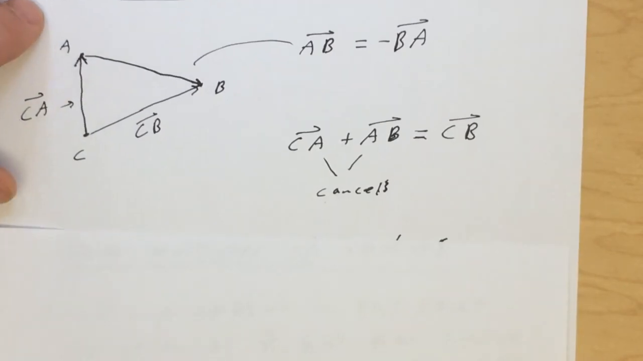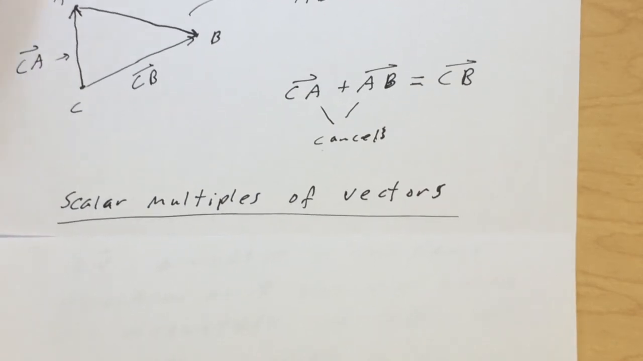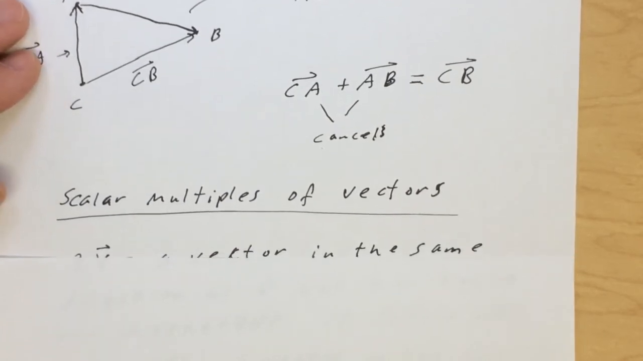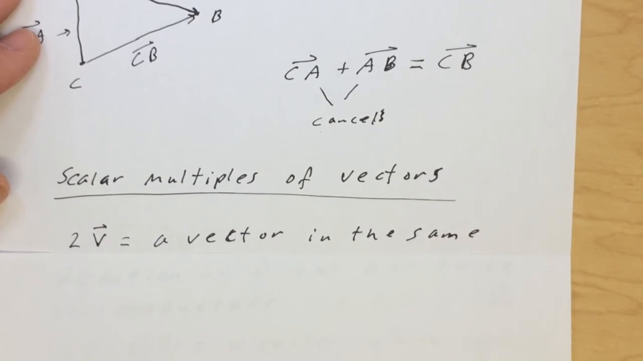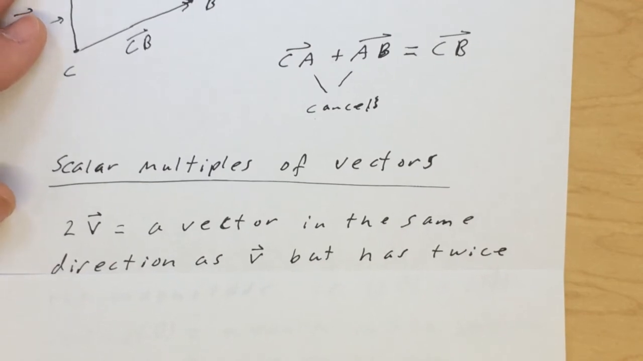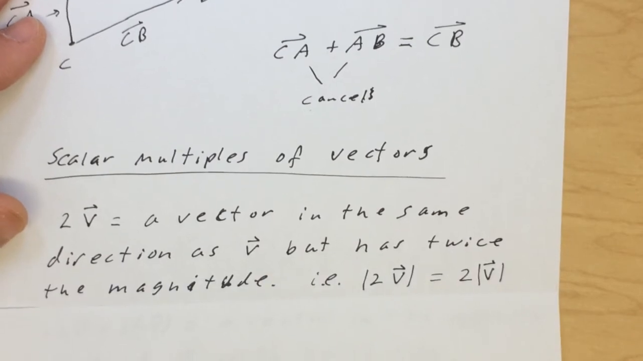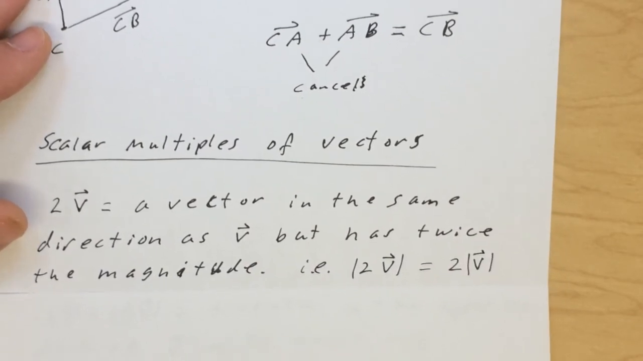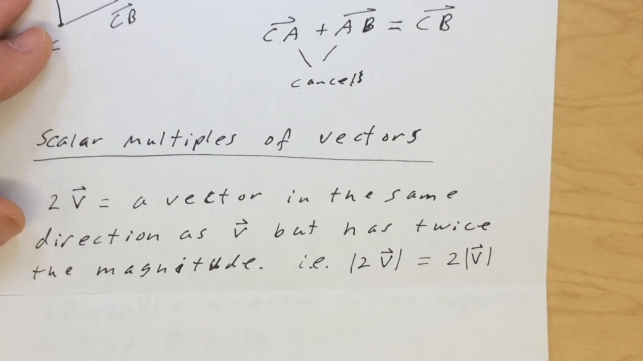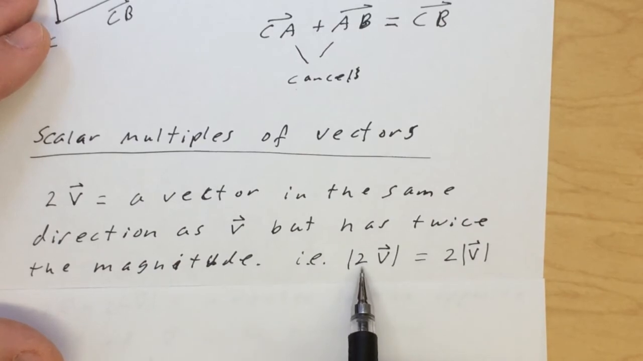Let's talk a little bit more about scalar multiples of vectors. So scalar is just a real number for our purposes. So 2v equals a vector in the same direction as v, but has twice the magnitude. So we've talked about that already. So the magnitude of vector 2v equals twice the magnitude of v.